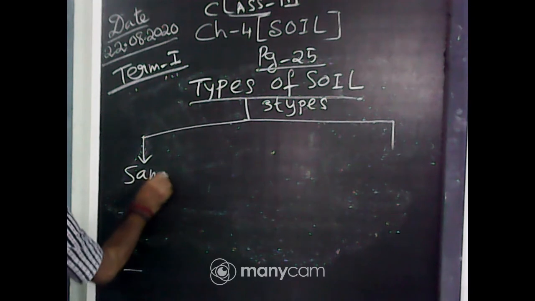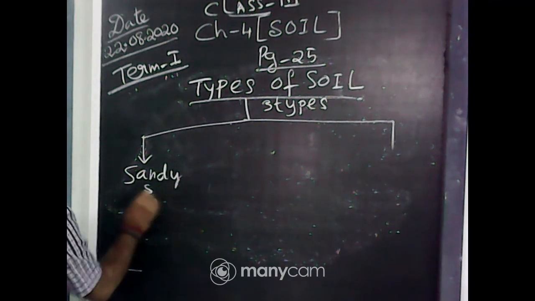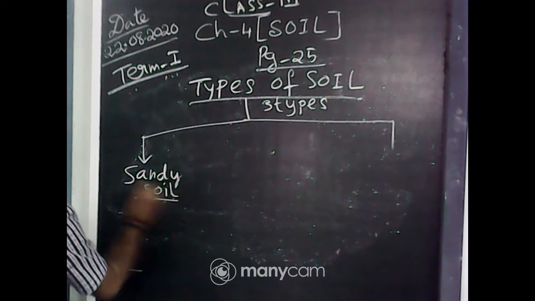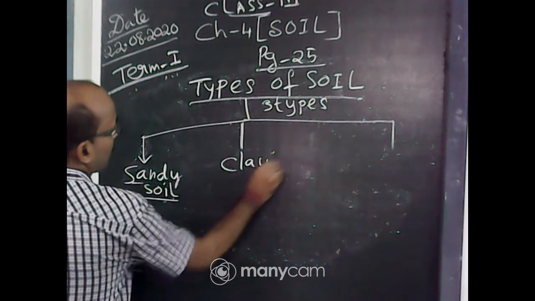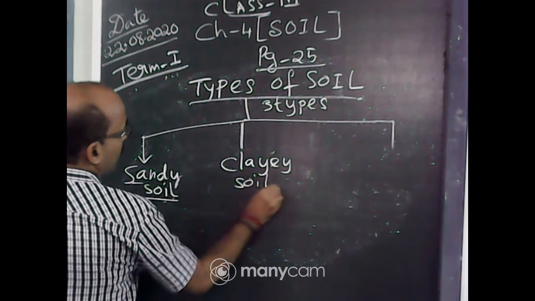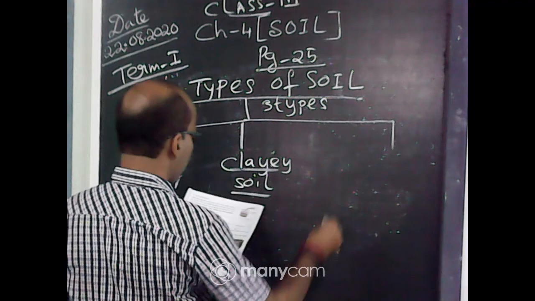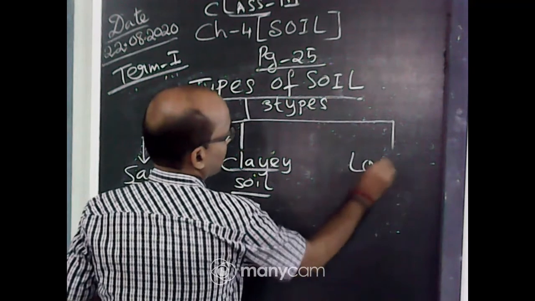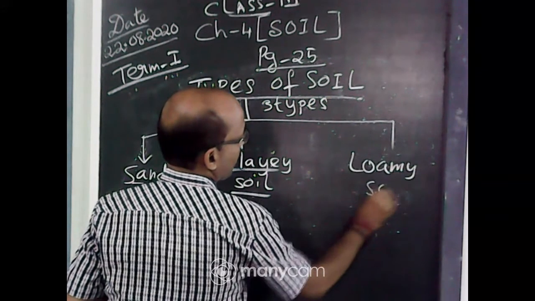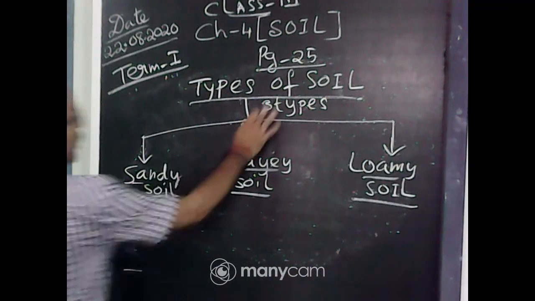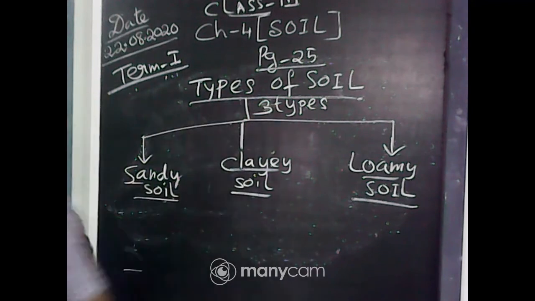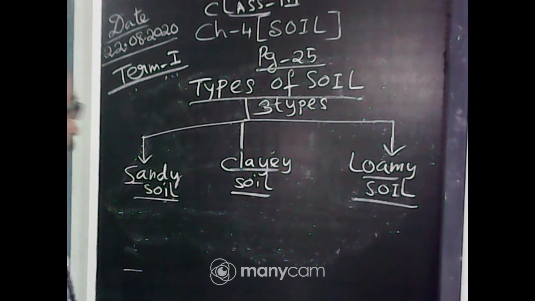Sandy soil. Number 2 is clay soil. Number 3 is loamy soil. So, there are mainly 3 types of soil: sandy soil, clay soil, loamy soil.